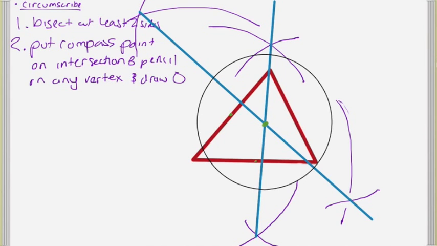But only two steps, really. Bisect at least two sides. If you bisect all three, you'll probably be more accurate. And that point becomes the center of the circle. Then put your compass point on that center, put your pencil on any of the three vertices, and draw your circle around. Okay? Questions?